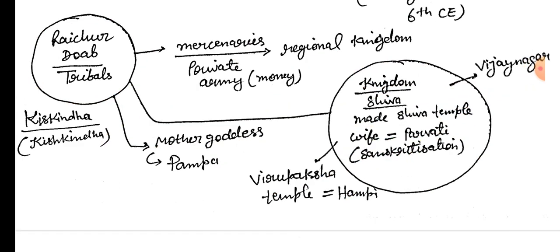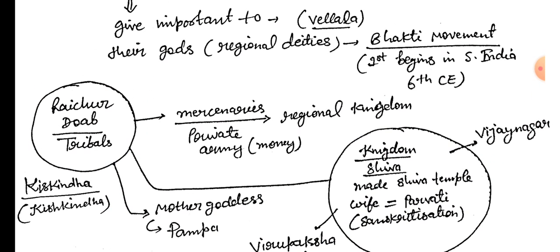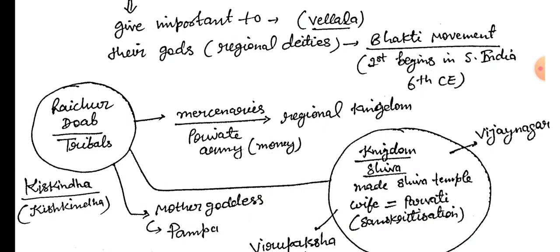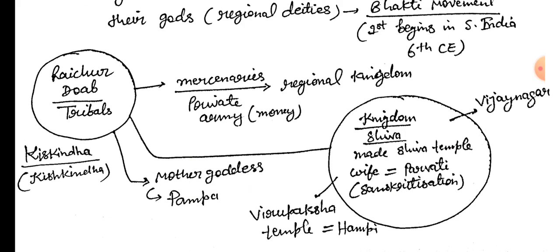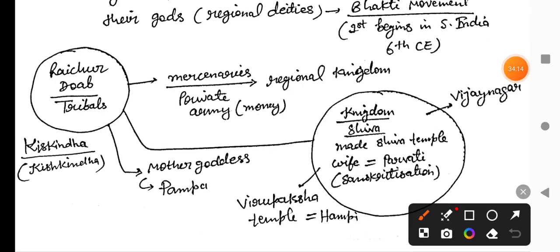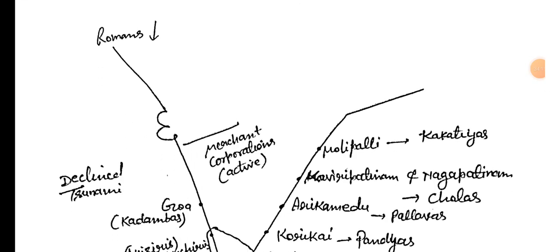So these are the tribal clans, and they were deciphered in South Indian literature. This kingdom was later known as the Vijayanagar Empire.